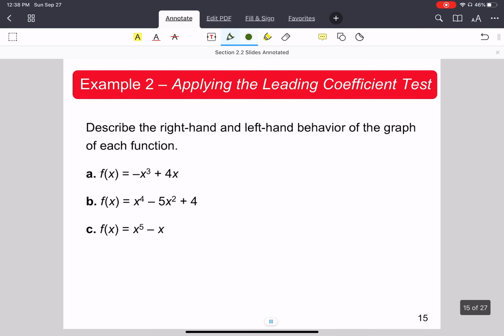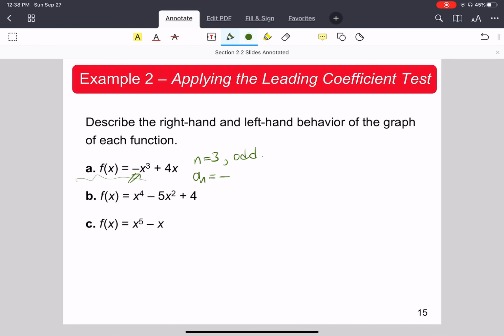So here are some examples. Let's take a look at the first function. You realize the degree of this polynomial is 3, which is an odd number. And then let's determine the leading coefficient. Again, the leading coefficient is always the coefficient of the x that has the highest exponent or degree. So in this case, it's going to be the x cubed term, but the coefficient for this term is going to be -1 because that term has a negative in front. So a sub n in this case is -1, which is a negative number, so it's smaller than 0.